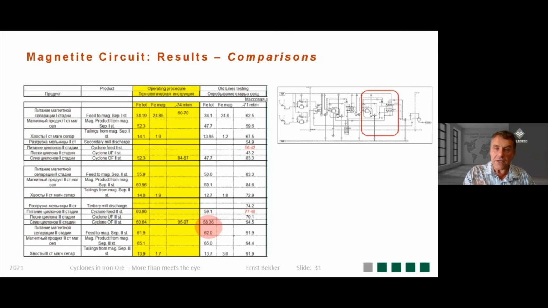But what was interesting was we picked up that there was a change in grade between the cyclone overflow and the feed to the magnetic separator on the tertiary stage on the old lines. And if you compare that to the new design, that was not so significant. So that prompted the question, why? Also, the other question was, why is the minus 71 micron, when it starts to be liberated a bit more, why is the grade not reacting?